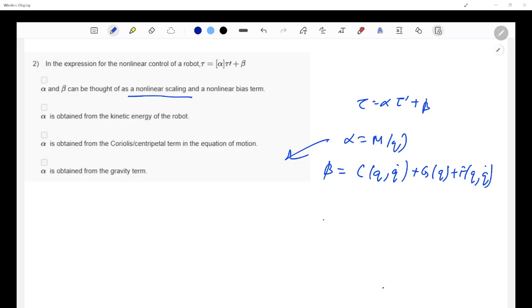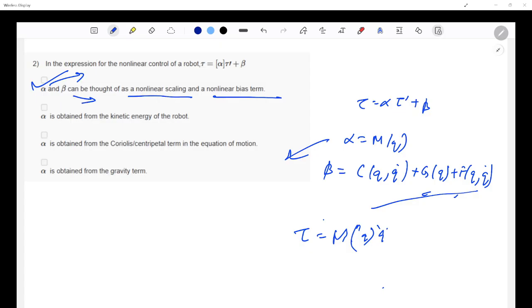Now if we talk about beta here, these are Coriolis forces, gravity and friction. They act like a non-linear bias or disturbance term, because if all of these were not present, that relation would be true. But it is not true because we have other forces acting on it. So these act as nonlinear bias terms. Hence, this is the correct option. Alpha and beta can be thought of as a nonlinear scaling and nonlinear bias term. Alpha is definitely a scaling by the mass matrix and beta is a bias.